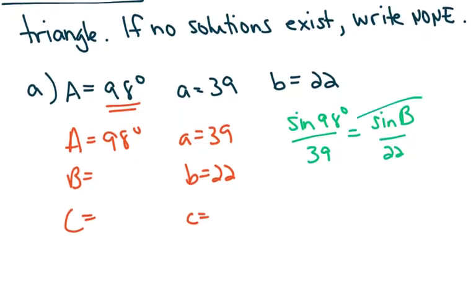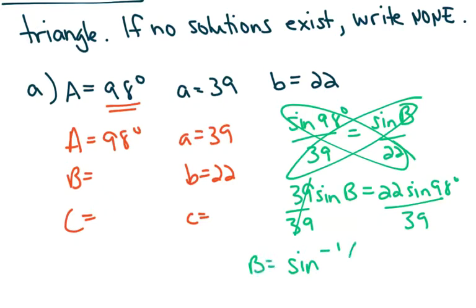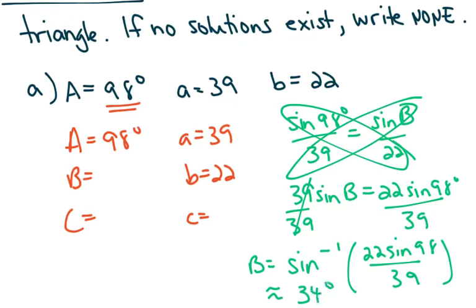And then I'm going to cross multiply. 39 sine B is equal to 22 sine 98. I'm going to divide by 39. And then I'm going to do the inverse sine of 22 sine of 98 over 39. Again, when you plug this into your calculator, remember that when you do the sine of 98, you have to close the parenthesis before you divide by 39. And when I plug this in, my calculator spits out about 34 degrees.